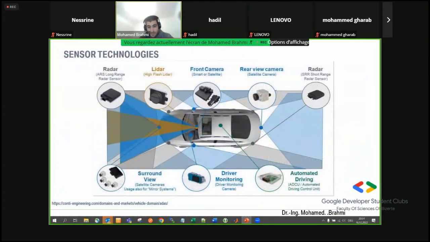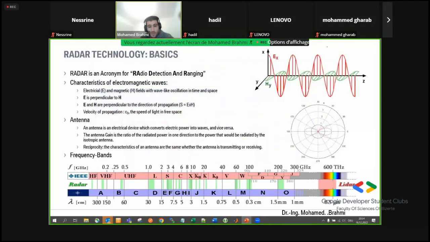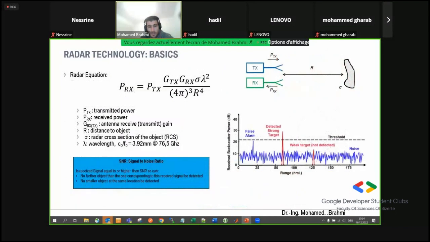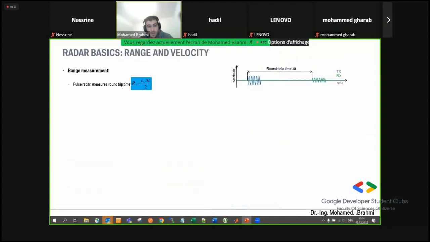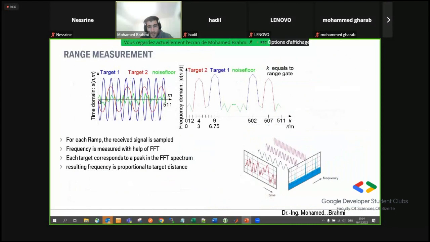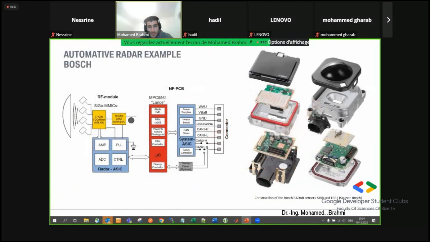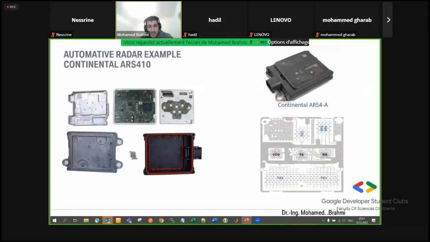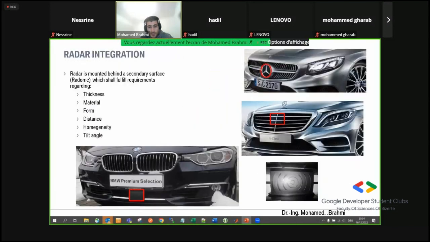We have, unfortunately, 5 minutes left. I would have loved to talk to you about the other aspects, like the sensor technologies, but we can do a follow-up. You see here the different sensors which are used in the car. I wanted to go through the technologies with you, especially the radar technology, which I'm a little bit familiar with, how the radar works, and then a lot of signal processing there, some examples of the radar systems, how the radar is integrated in the car.